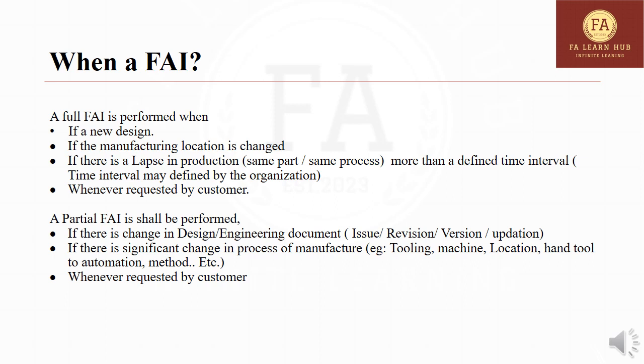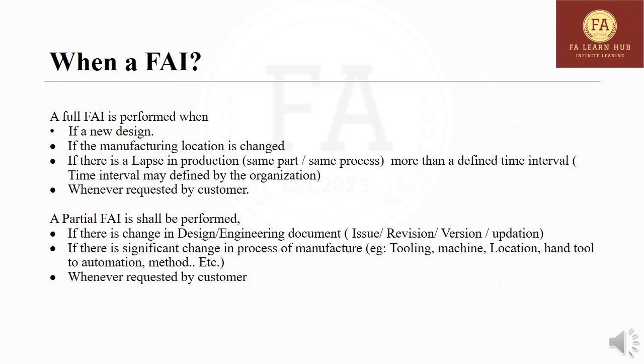When do we need to do partial FAI? If there is a change in a design or engineering document, for example design changes such as issue, revision, version, or update, we have to do FAI for that particular change. It may not be a full change. It's only one or two characteristics or some specific characteristics that change. So we have to do FAI only for those particular characteristics.